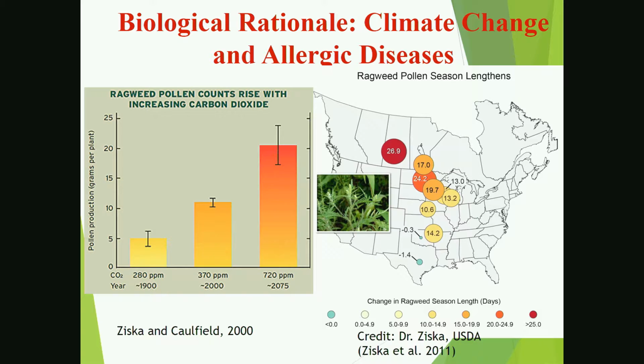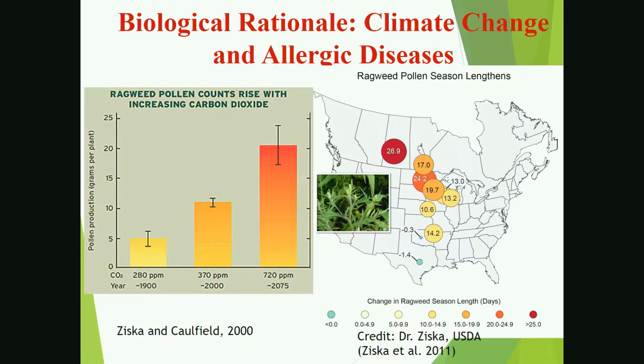carbon dioxide. Okay, so 280 parts per million, which is roughly the CO2 concentration in the pre-industrial days, and then 370 parts per million, that's when it was 2000. Of course, we have far exceeded that right now. And then what was anticipated at that time to be in 2075, like 720 parts per million. So these are all controlled experiment chamber studies where he is growing ragweed plants at those different concentrations.